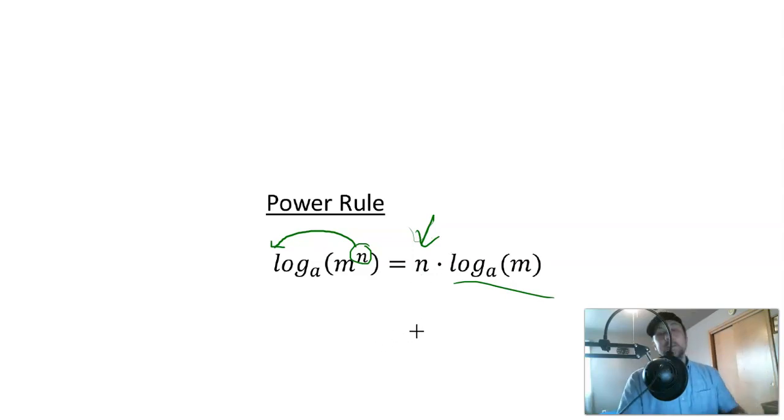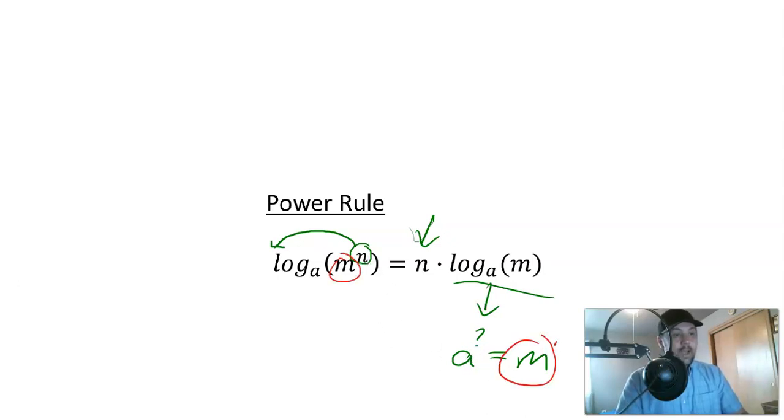The reason it works, the justification for this rule, is that this logarithm here is how many powers of a it takes to equal m. That's what logarithms tell you. And if you want to take that m and raise it to the power of n, which is what you're doing inside of this logarithm, you would do the same thing to the left-hand side here.